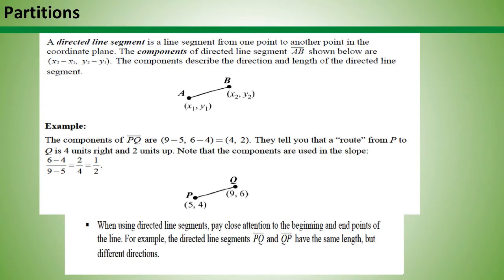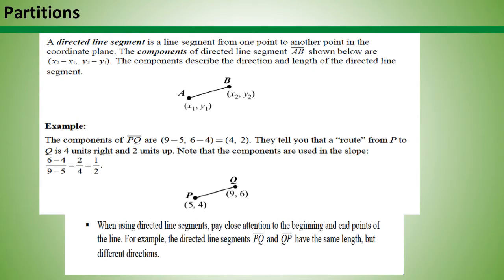Okay, since this is called my first point and that's called my second point, this is a directed line segment. So we're starting at A and we're going to B. Another example, the components of PQ are 9 minus 5 and 6 minus 4, which are 4, 2, and they tell you that a route from P to Q is 4 units right and 2 units up. Note that the components are used in the slope, so I could also find the slope from those components.